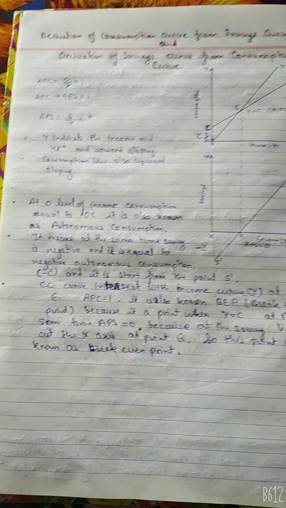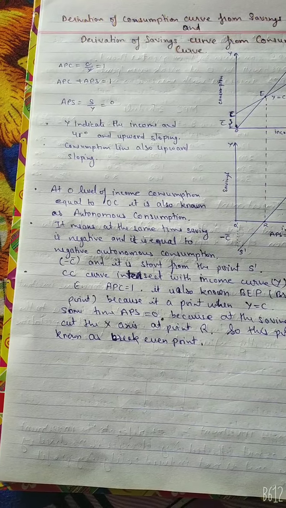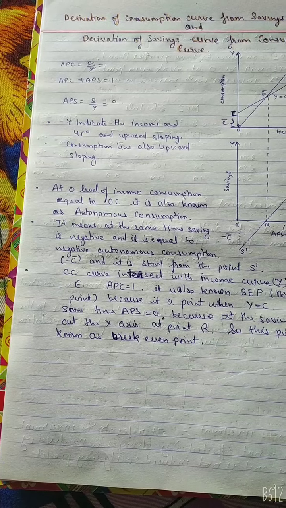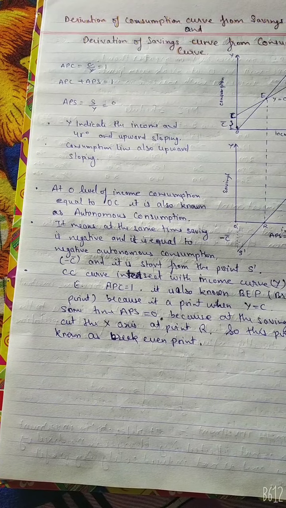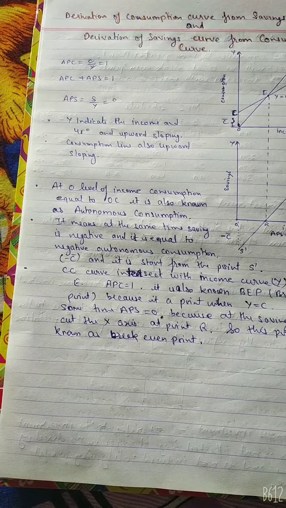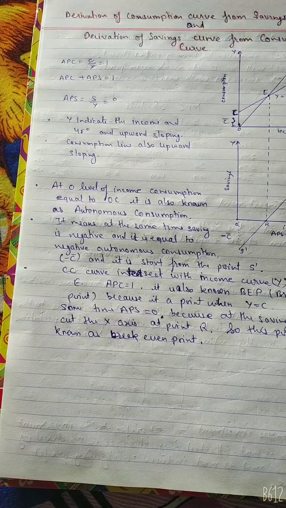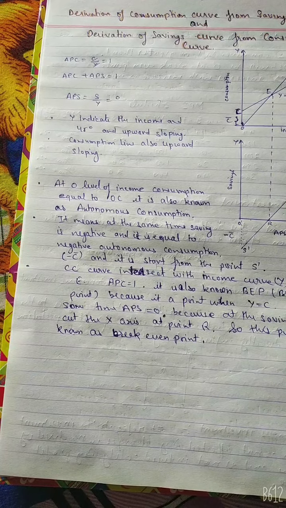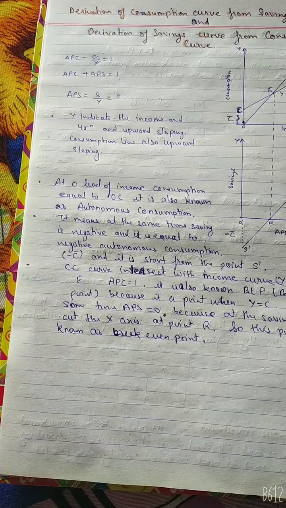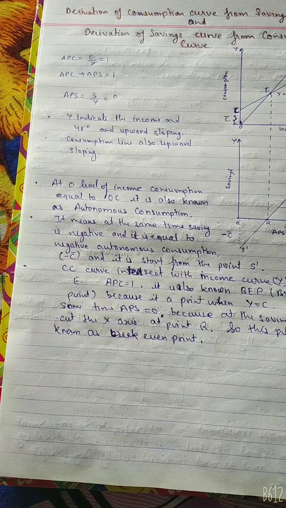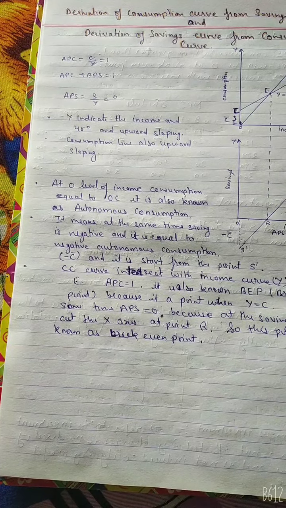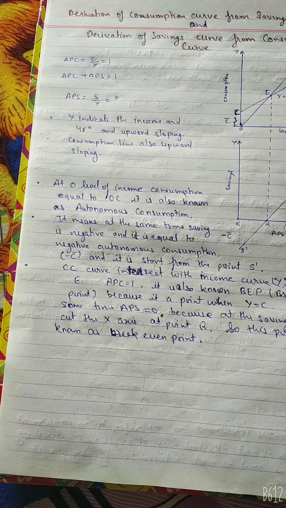While explaining the diagram, we can say that at zero level of income, consumption is equal to OC, also known as autonomous consumption. It means that at the same time saving is negative and equal to the negative autonomous consumption, that is minus C bar, and it starts from the point S dash.